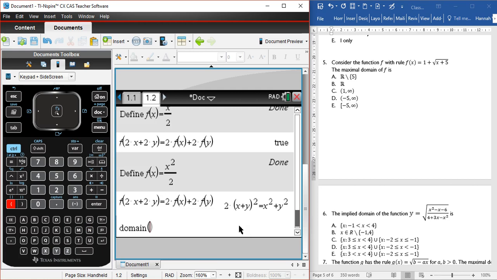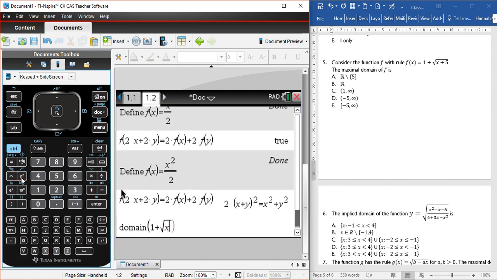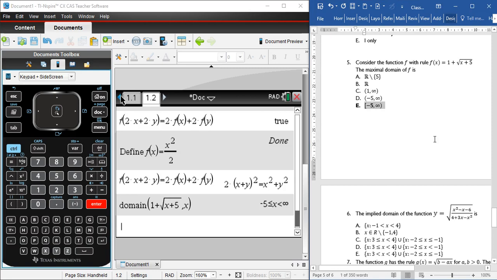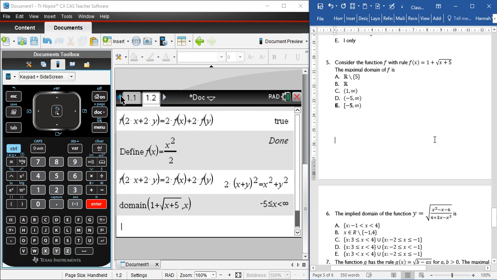Bracket, type the function in, 1 plus square root of x plus 5. Get out of that, comma, x. There's your domain. It's mind-blowing. Right, what is this? Including -5. So E. Literally, that's all I am going to do because I have the CAS.